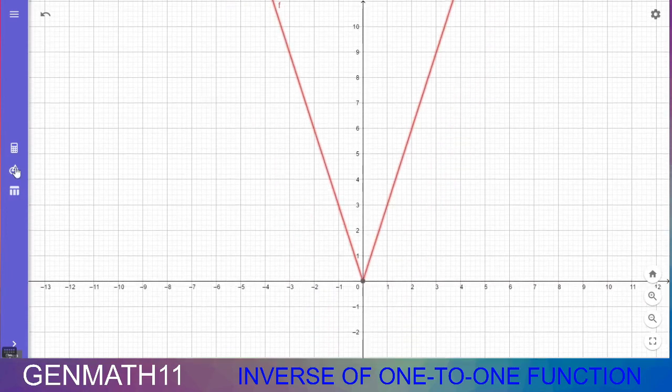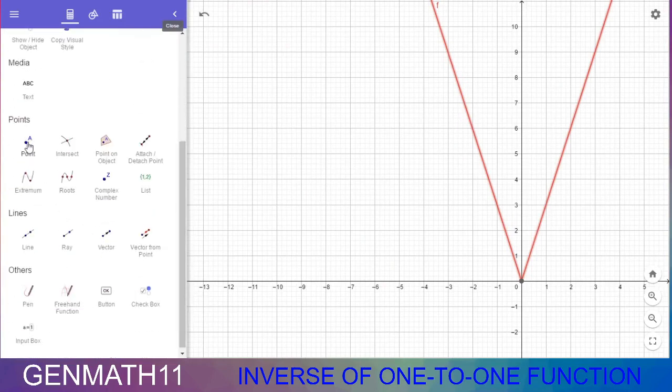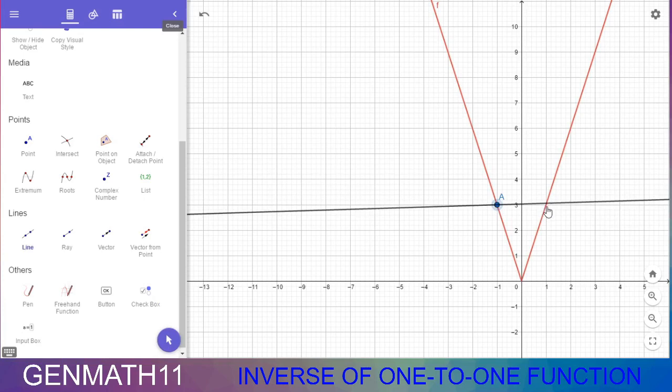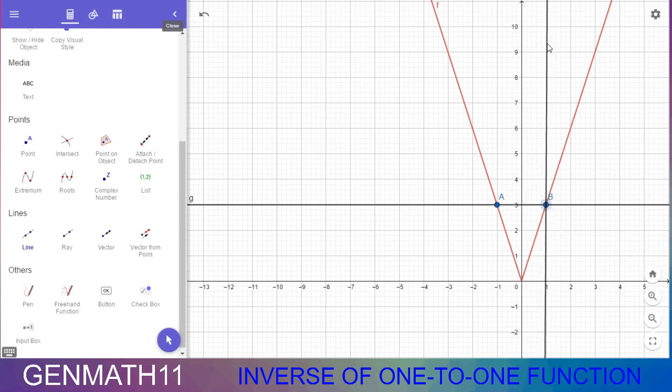Ibig sabihin, dito pa lang malalaman na natin na si absolute value function is not a one-to-one function since it intersects the graph. Kapag ginamitan natin siya ng horizontal line test, it intersects the graph at more than one point. So, dalawang beses siya nag-intersect. So, it is not a one-to-one function even if it intersects at one point in the vertical line test. Okay? So, we can confirm that f of x is equals to the absolute value of 3x is not a one-to-one function, or hindi siya inverse of a one-to-one function. Walang inverse.